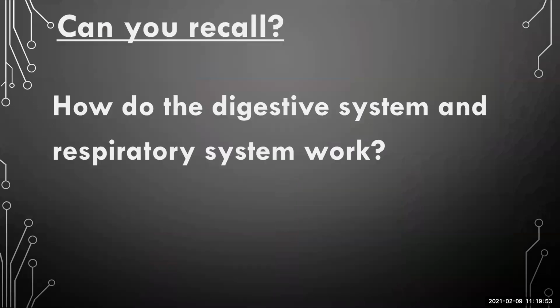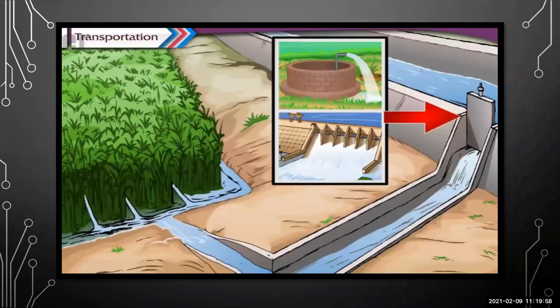Now we have recalled how the digestive system and respiratory system work. For that we have taken the example of transportation, how the farmer takes water from the canal and transports it with the help of channels to the field. We can see here this is the canal, and from there, with the help of the channels, the water is transported to the field. So water is at one part only, but through the channels we can transport it to the field and many other parts.